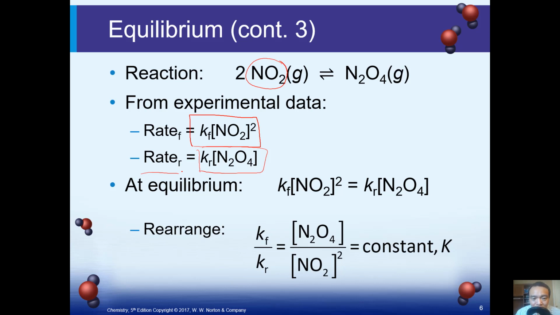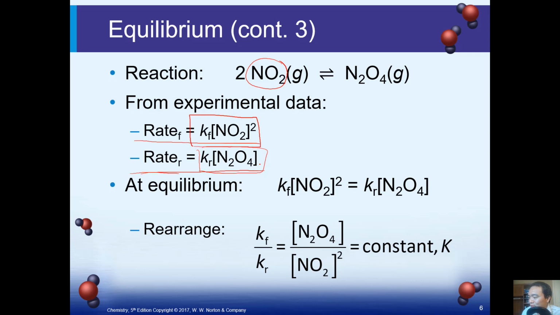If you have already learned the chemical kinetics chapter, you will know this already. If you have not, just take this to heart first. All the rate laws must be experimentally determined. So these two laws over here are derived from the experimental data. All right, now let's move on.